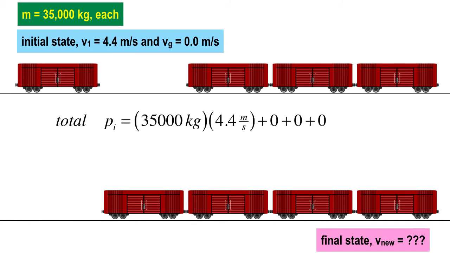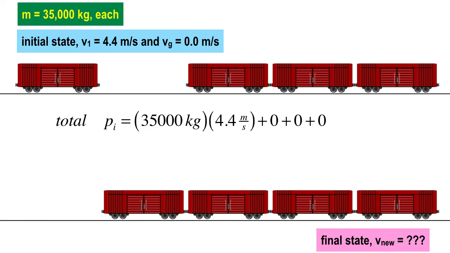And changes its momentum. So the way that you do this is you calculate the total momentum beforehand, P subscript I. Okay? So each of the boxcars is 35,000, but only one of them is moving. So you have the first bit of momentum from boxcar one, 35,000 kilograms, times that initial speed of 4.4 meters per second. All right? But the other three are zero because they're at rest, right? So those are the easy ones.